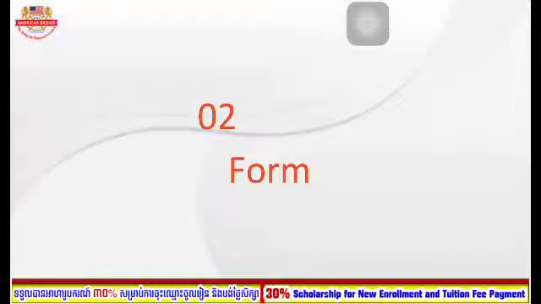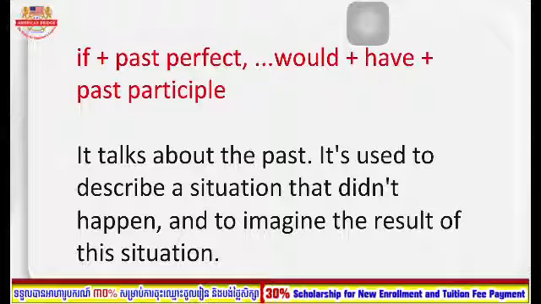Number two, let's see the form of it. So here is the form of third conditional: if plus past perfect, comma, would plus have plus past participle, or we can say would plus perfect. Alright, good. So this is the form of it.